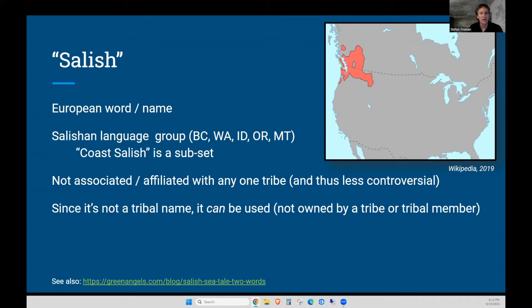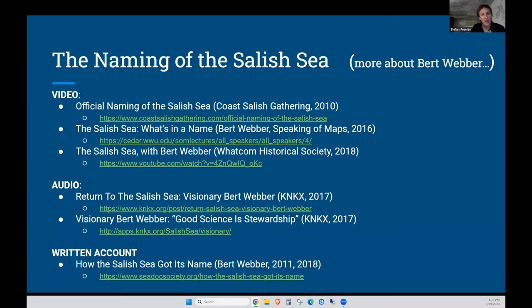Weirdly, I don't think this was particularly conscious, and weirdly that worked out very well for the ultimate adoption of the term, in that there are 60 different tribes, 70 different groups, with lots of different names for the same place, and what one group calls it. So the word Salish was not a Skagit word or a Lummi word or a Nooksack word, and thus it was less controversial. It's acceptable to all. And again, it clearly has this association with the larger group. The term was adopted favorably by many, by the Coast Salish gatherings and many of the tribal groups, which helped its eventual adoption.